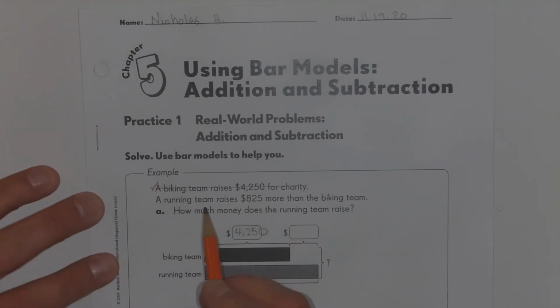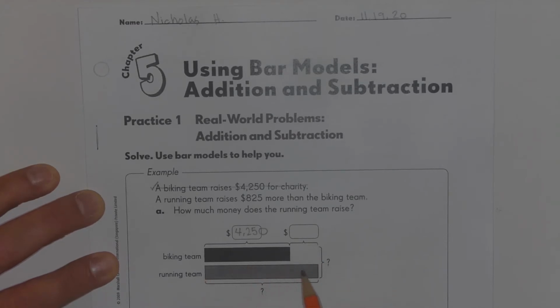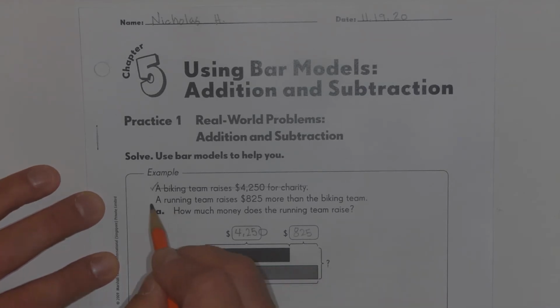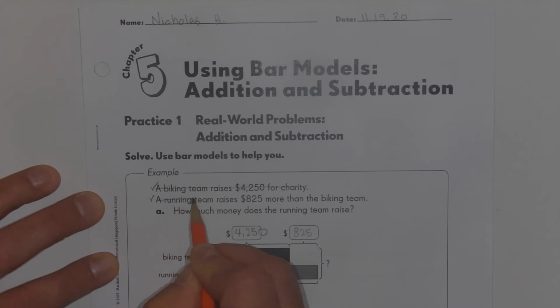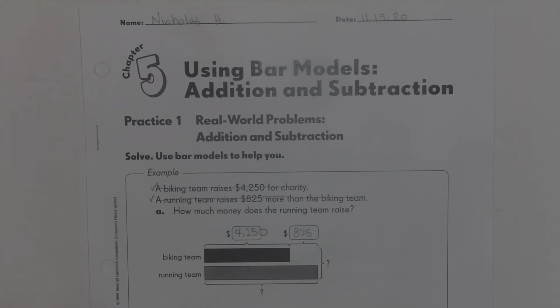And then it says a running team raises $825 more than the biking team. So I know this is what the running team made, and I know the running team made $825 more. So $825 goes here, because here's what the biking team made, and then the running team made $825 more, which should go to the end of this bar. Now that I have this in, I'm going to check it off and put my line through it. And then I'm going to read the first question, or question A.